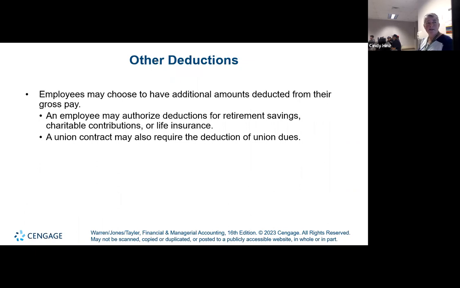Other deductions, I mentioned many of these: union contract for union dues, retirement savings, charitable contributions, life insurance. There are 7 states that do not have a state income tax, but most states do have a state income tax, and so you would see that withheld.